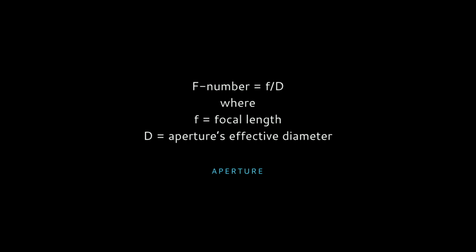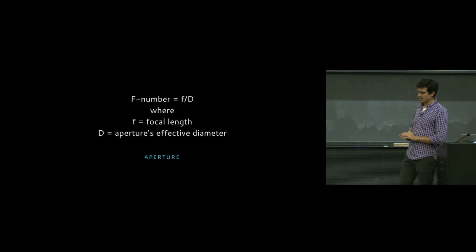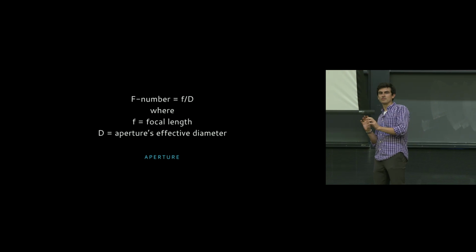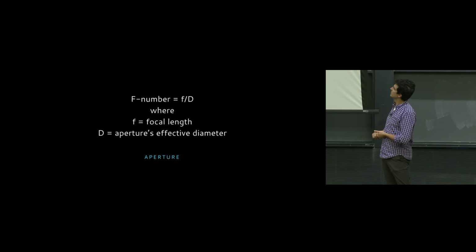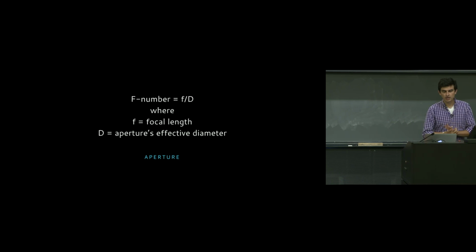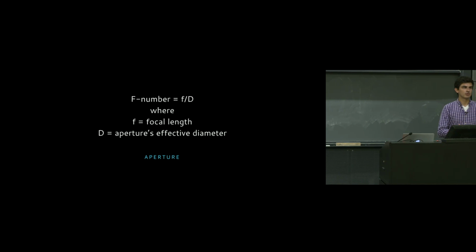So this is the scary math that's involved for the class, and I don't mean to be trivializing it because there are some logarithms involved, and we'll talk about that later. But the f-number is really just the ratio of the focal length divided by the effective diameter of the aperture.